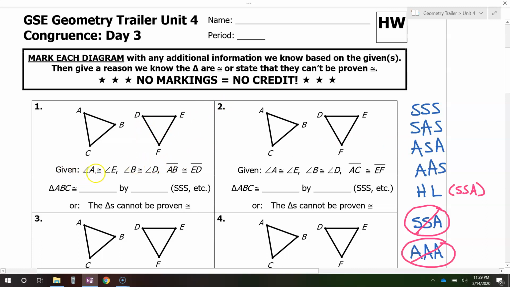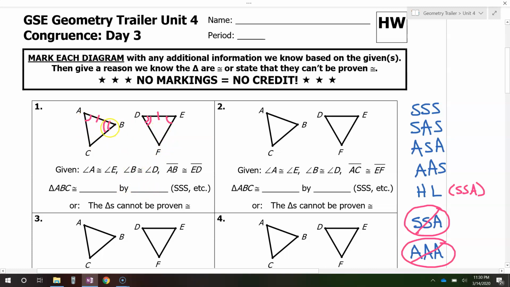Let's say we are given that angle A is congruent to angle E. So let's mark those congruent with a swoop. And angle B is congruent to angle D, double swoop. And segment AB, which is right here, is congruent to segment ED, which is right here. Okay, so can we prove that the two triangles are congruent?